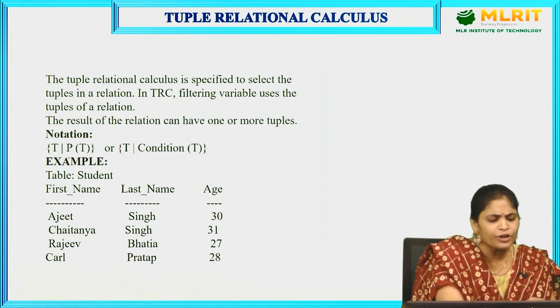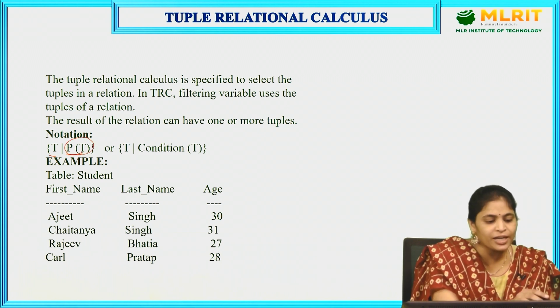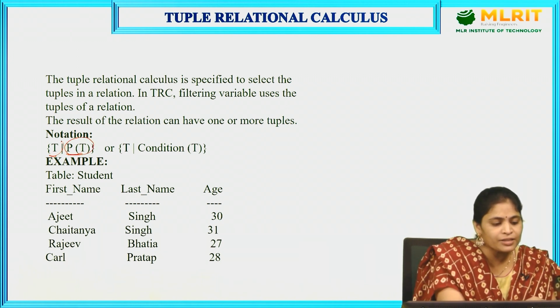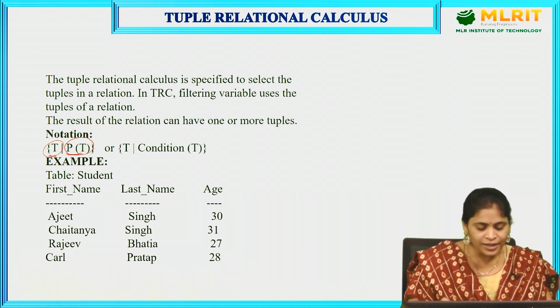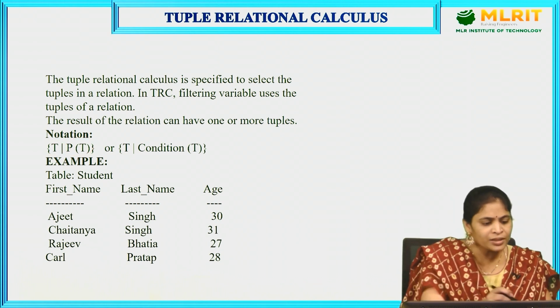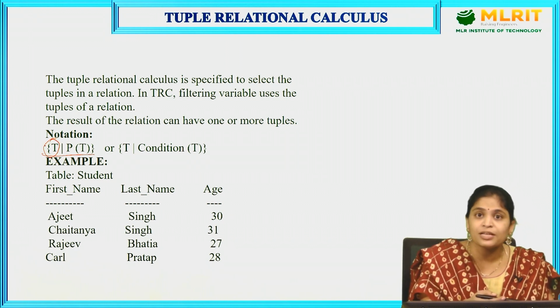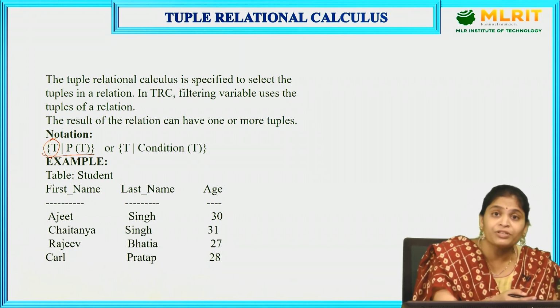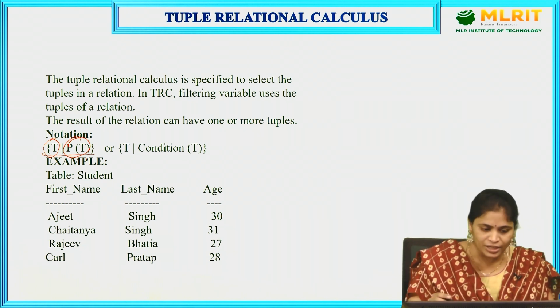So, here the notation will be {t | P(t)}. Here P(t) is nothing but the condition. Here t is the variable, representing the tuples that we are going to retrieve. Let us discuss this with a simple example. This is the condition P(t), where t represents the tuples that we are going to retrieve, based upon the condition. Here P(t) represents the condition.